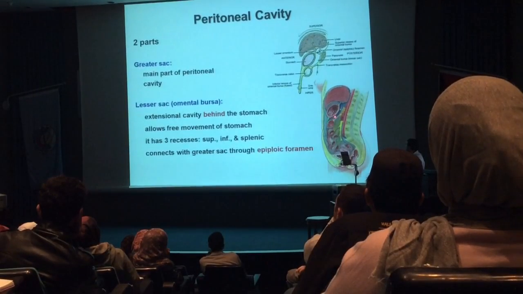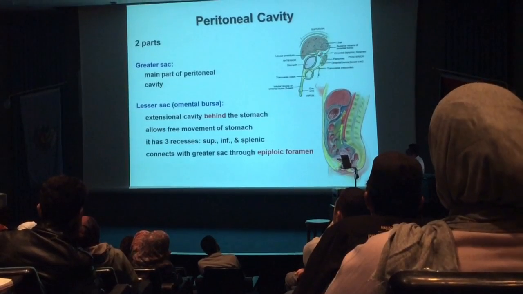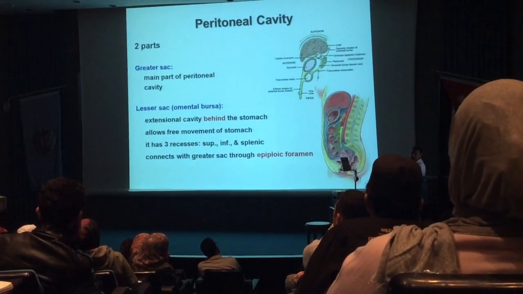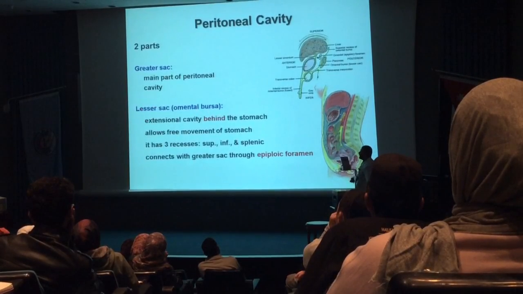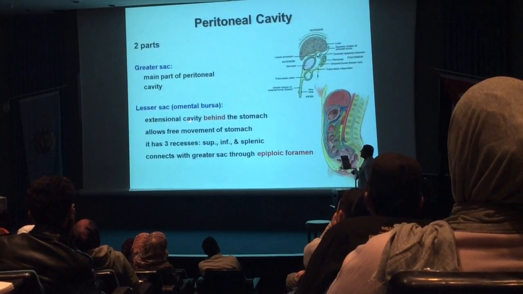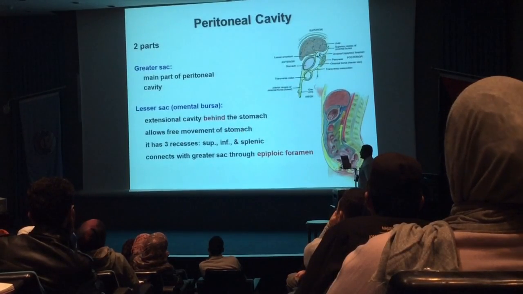You see it? Dark blue. This is it, the lesser sac, and this is a small opening where we expand the sac through, then widen it, okay? So this is called the omental bursa or the lesser sac, okay? It's an extensional cavity behind the stomach to allow for a free movement in the stomach, okay?